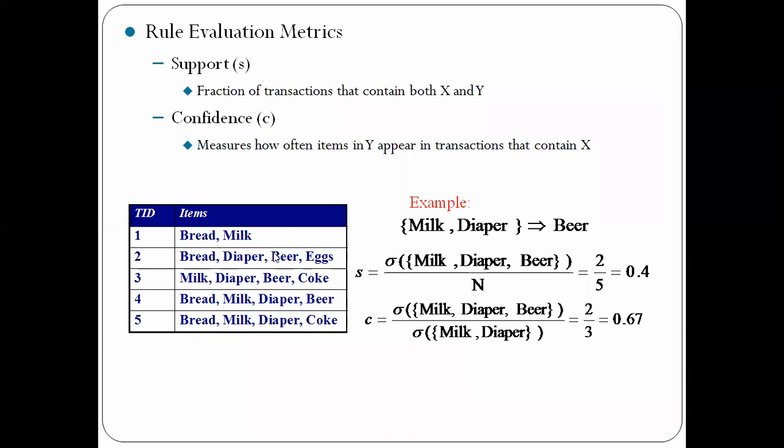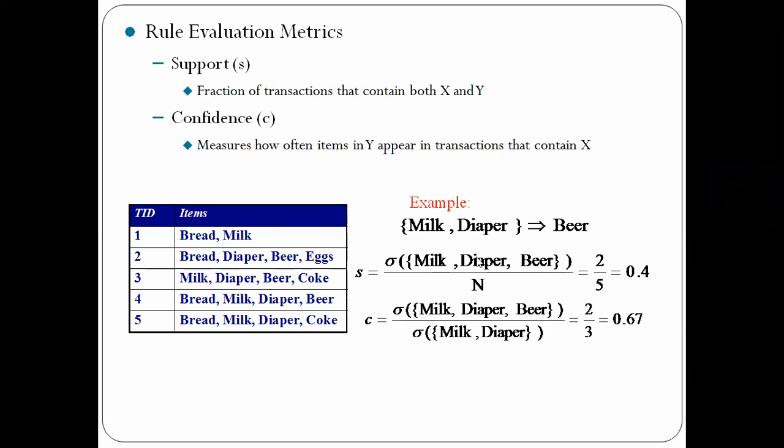In how many transactions is milk comma diapers present? If you look here, milk and diapers are present here, and then 2, and then 3. It is present in 3, 4, 5 transactions. So the support count of milk comma diapers is 3. The numerator value is 2 divided by the support count of milk comma diapers, 3. So 2 by 3 is 0.67. That is the confidence of this rule.